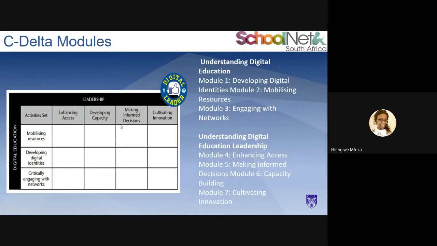Now, we have 7 modules. The first 3 modules specifically fall under digital education. We have module 1 called Developing Digital Identities, module 2 Mobilizing Resources, module 3 Engaging with Networks. Then we move on to the leadership modules, which is module 4 to module 7 on my right hand side in the table. So that is the curriculum.